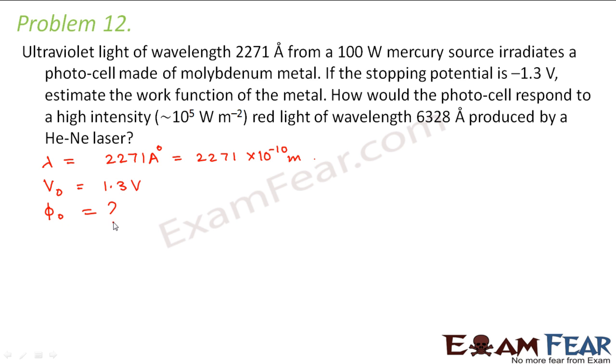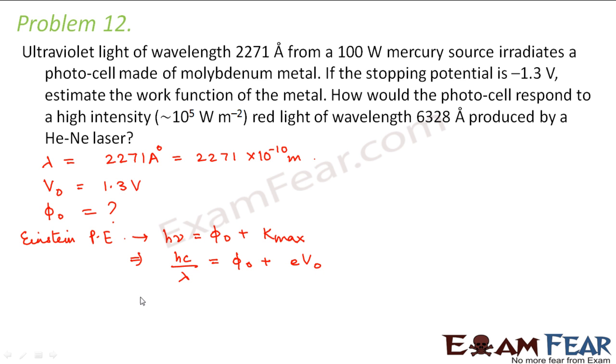We have to calculate the work function. So let us make use of Einstein's photoelectric equation. As per Einstein's equation, h nu is equal to phi naught plus K max. Now h nu can be written as hc by lambda. This is equal to phi naught plus K max, which can be written as e V naught, where V naught is the stopping potential. So from this, phi naught is equal to hc by lambda minus e V naught.